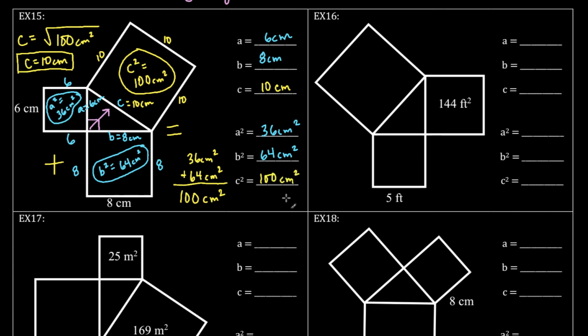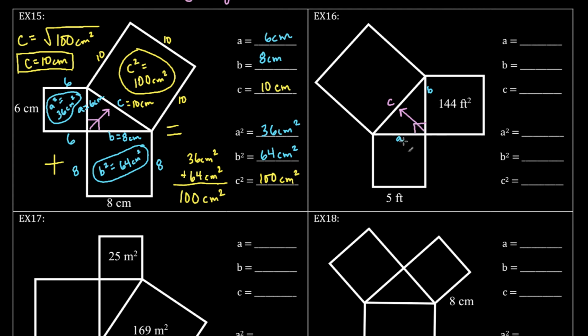All right, cool. Let's do this again. This time we always start off with labeling the right angle. So we have C. We're given 144 feet squared and 5 feet. Since this is C, that means the other ones are A and B. And that would be right here.